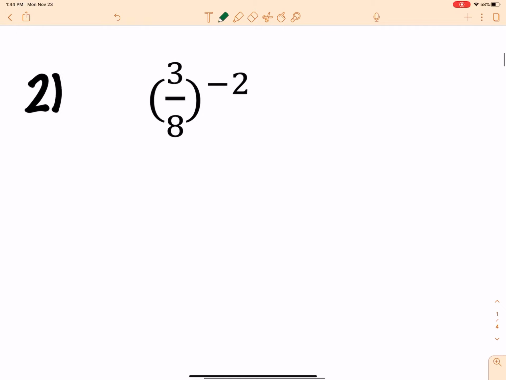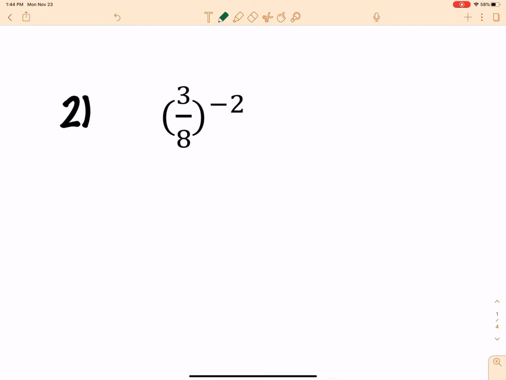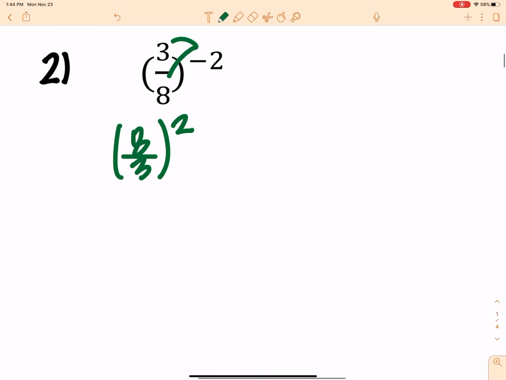Number 2, the only thing you guys tend to do here is you only like to apply the exponent to the top number. Make sure you apply the negative exponent to both the numbers here. So really this just means we're going to flip the fraction and raise it to the power of 2. And again, that 2 needs to be applied to both numbers. So 8 squared is 64, 3 squared is 9, and that would be your final answer.